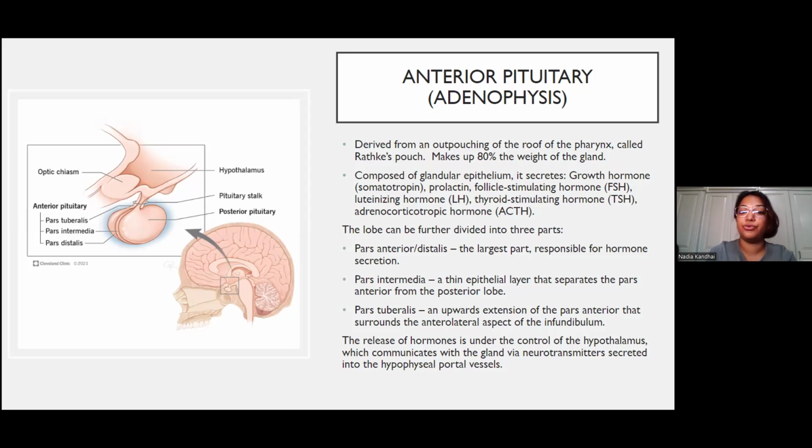It's further divided into three parts. We have the pars anterior, the distalis, which is our largest part, responsible for majority of the hormone secretion. The intermediate, which is a thin epithelial layer separating the pars anterior from the posterior lobe, and the tuberalis, which is an upward extension of the pars anterior surrounding the infundibulum. As I said, the release of hormones is under the control of the hypothalamus, which communicates with the pituitary gland via neurotransmitters, which are secreted into the portal vessels.